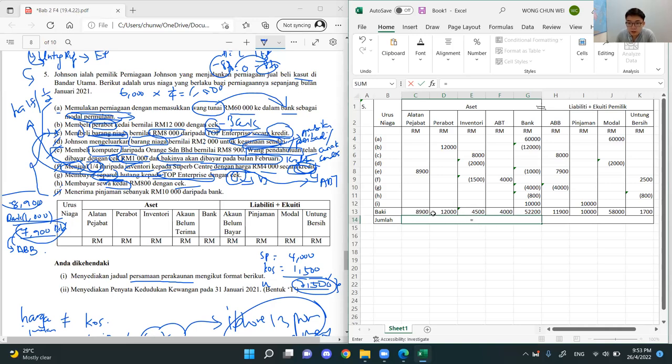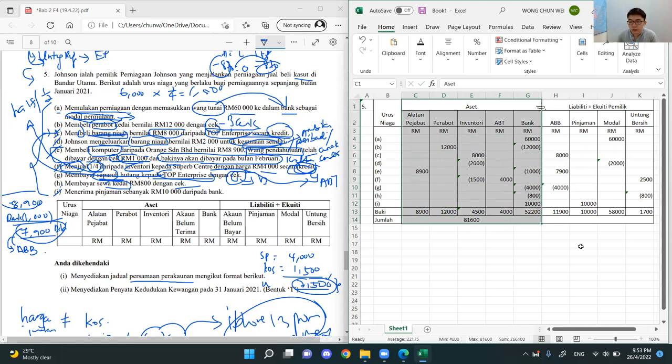So what are the assets? The 8,900 plus the 12,000 from your perabot plus the inventory 4,500 plus the account belum terima 4,000 plus the bank 52,200. Then you put it there. It is 81,600 for your asset.